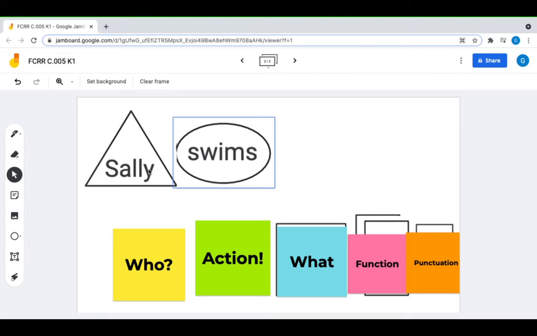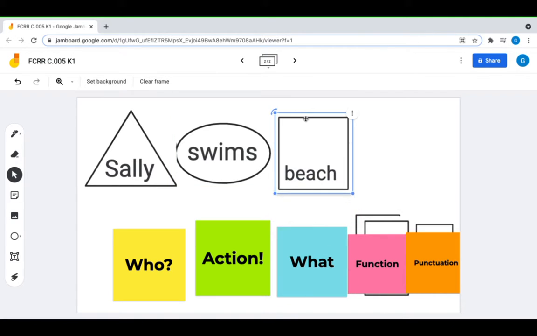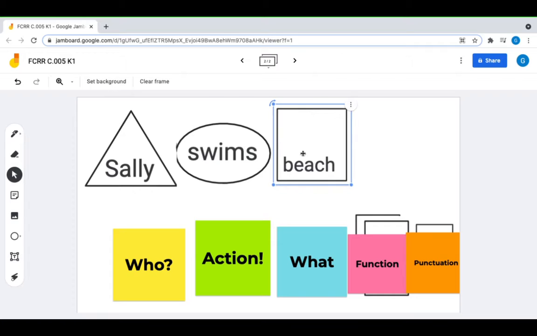We could end it here, but we might want to know, where's Sally swimming? Do you want to know where? Is she swimming at a lake? Is she swimming in a swimming pool? Let's find out. Let's bring up our next word. Oh, this is beach. Sally swims beach. Wait, is that how we would say it? Sally swims beach, Sally swims pool, Sally swims pond. No, that's not how. How would we say that?